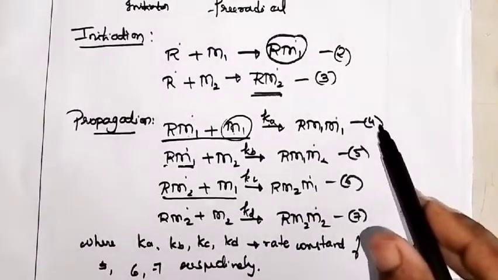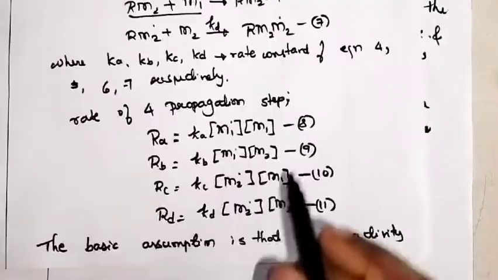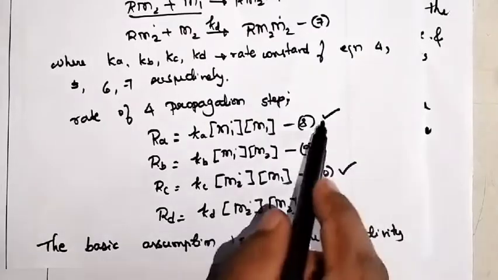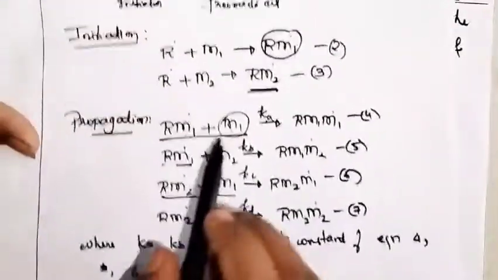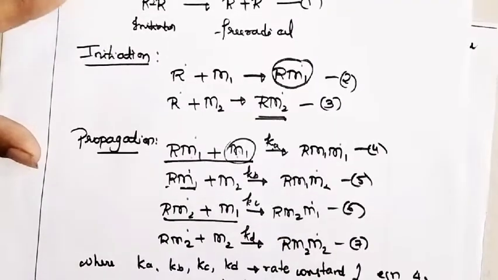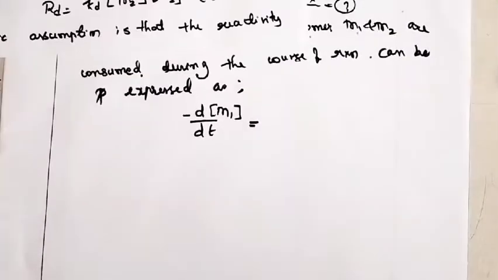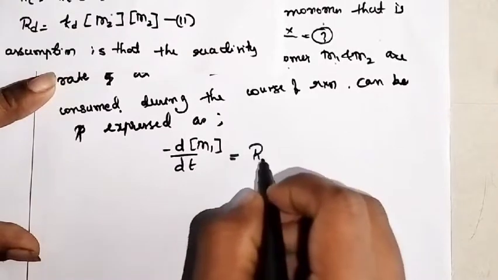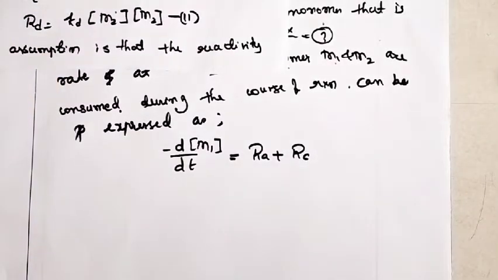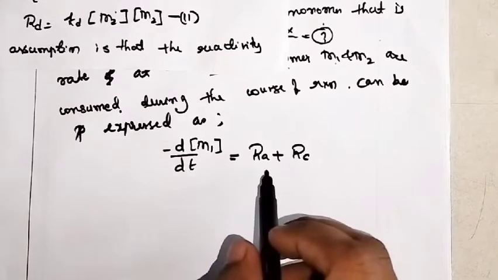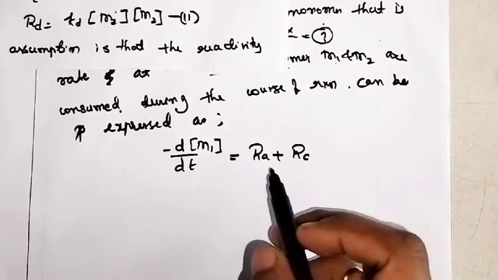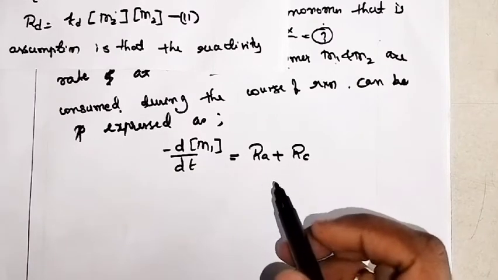Now the rates corresponding to that are equation number 8 and equation number 10. These are the rates corresponding to the reactions where M1 is consumed, correct? So we are considering RA plus RC. Hope you are getting it. Why are you considering RA and RC? Because in these two reactions, the M1 monomer is consumed.